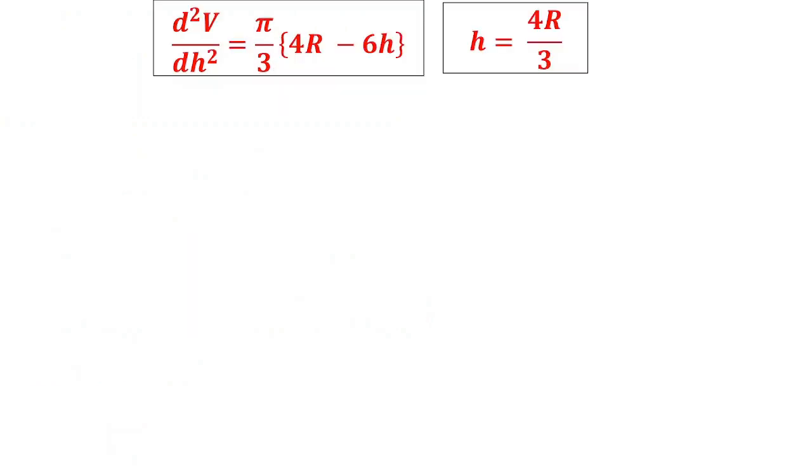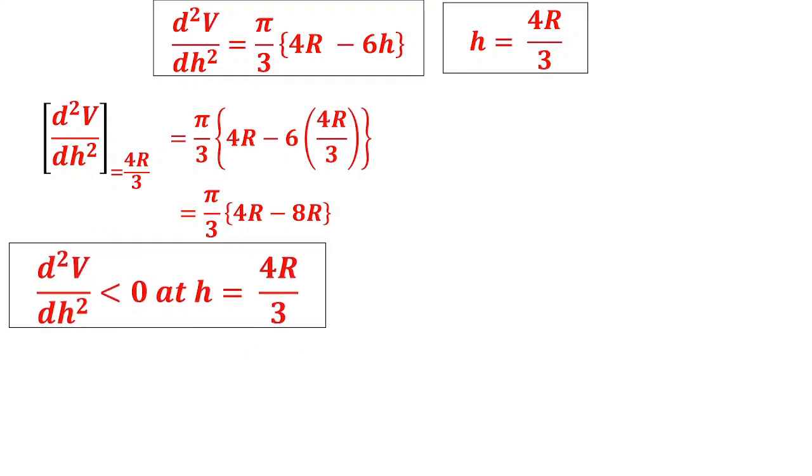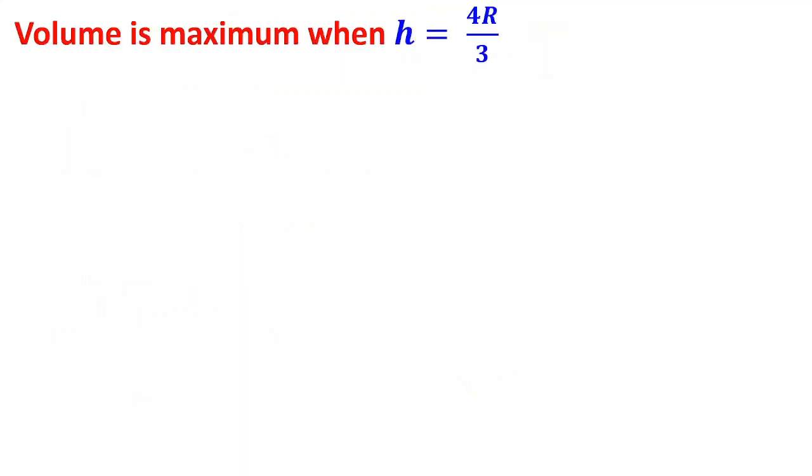Therefore, this is the second derivative, and I already found that h is equal to 4r by 3. I will put it in d square V by dh square, and I am getting 4r minus 8r. No more simplification required. It is automatically less than 0. What will happen when the second derivative is less than 0? It is a maximum. Volume is maximum at h equal to 4r by 3.